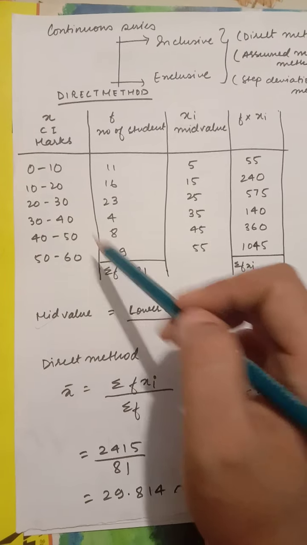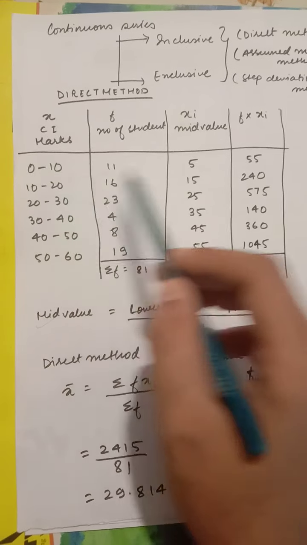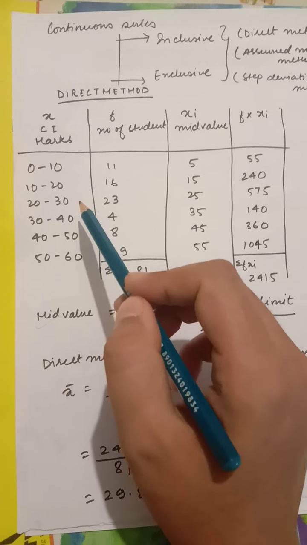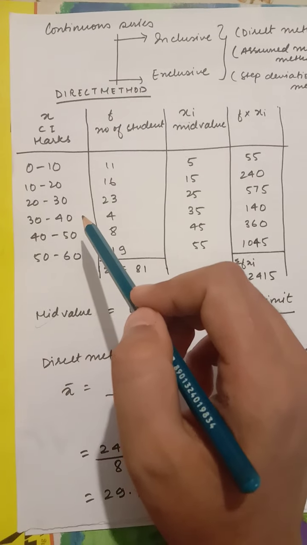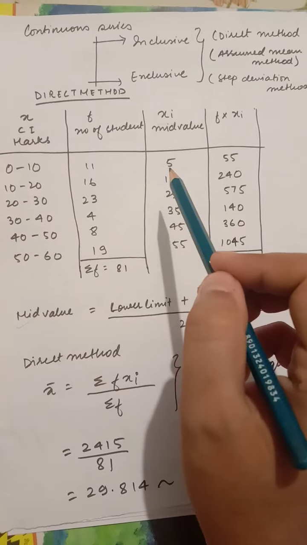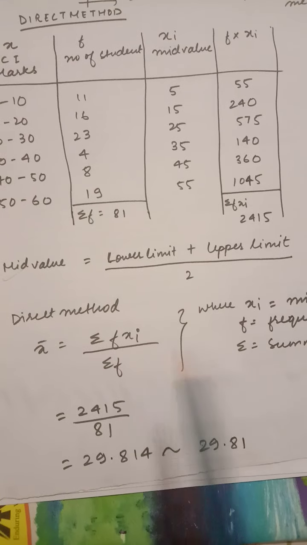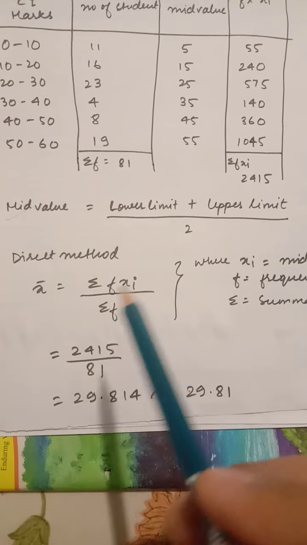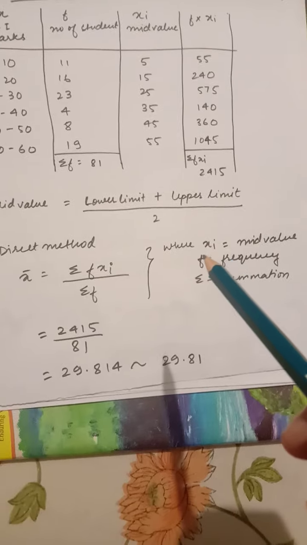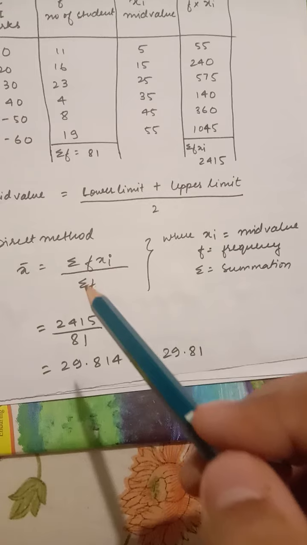The first thing we have to calculate is the mid value. For 0 to 10, 0 plus 10 is 10, by 2 it's 5. 10 plus 20 is 30, by 2 it's 15. 20 plus 30 is 50, by 2 it's 25. 30 plus 40 by 2 is 35. Likewise we find the rest. Then the formula is x bar equals sigma fxi by sigma f, where xi is the mid value, f is the frequency, and sigma is the summation sign.